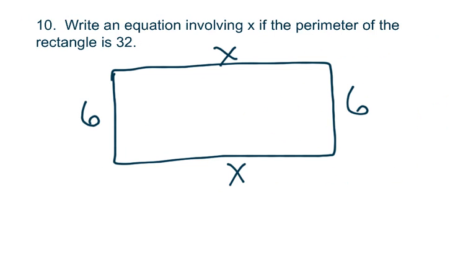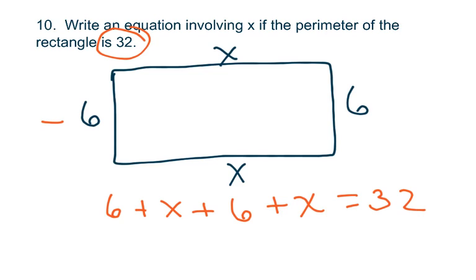Alright, and the last one is the same thing. Write an equation involving x if the perimeter of the rectangle is 32. So perimeter just means we're adding the sides. If I just start from here, I'm just going to go around. So this is 6 plus x plus 6 plus x. So I went around. It is 32. Now can I collect like terms? Yes, so therefore I have 2 x's plus 12 is, or equals, 32. Okay? And that is all.